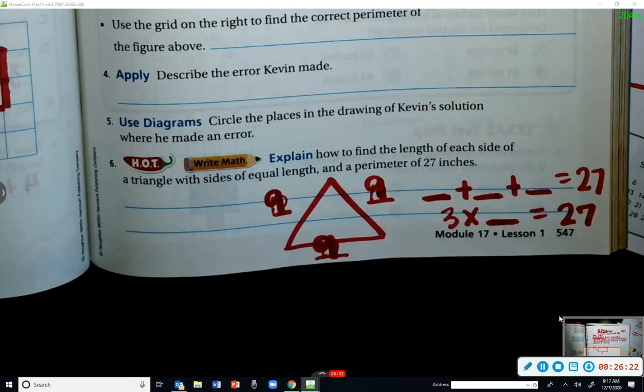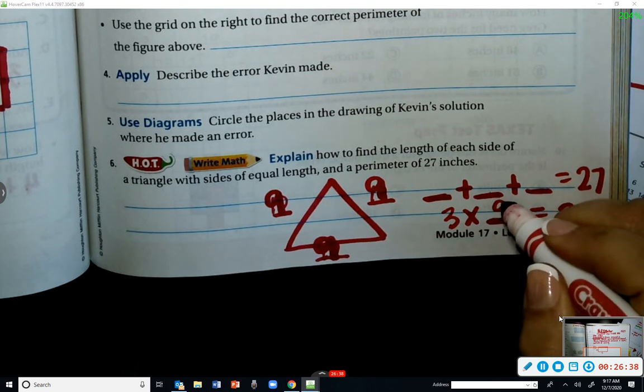Well, what is 9 times 3? 9 times 2 is 18. 27. So would 9 work? Yes. Yes, 9 times 3.